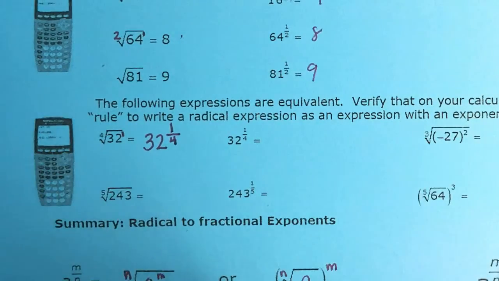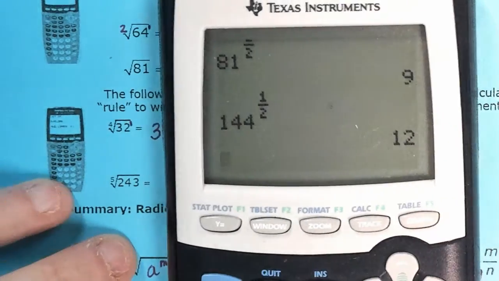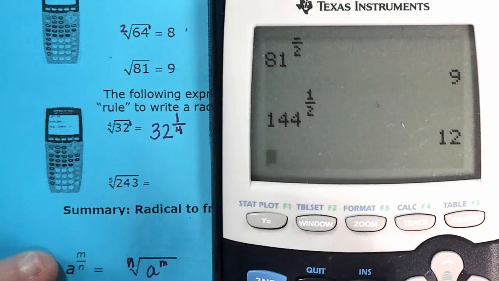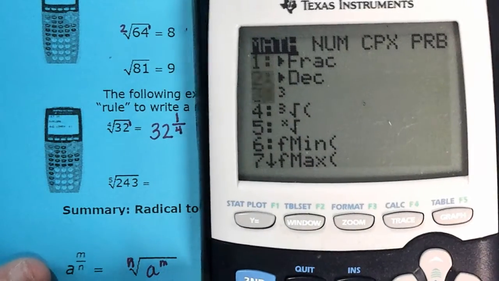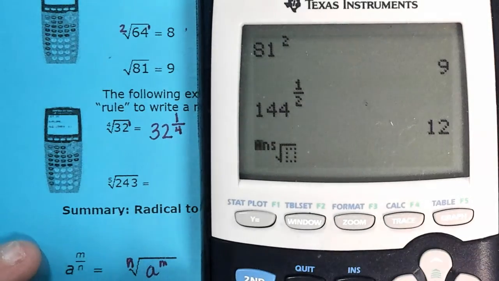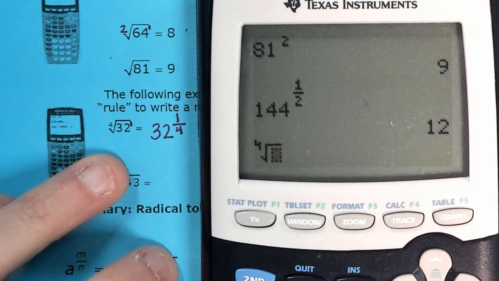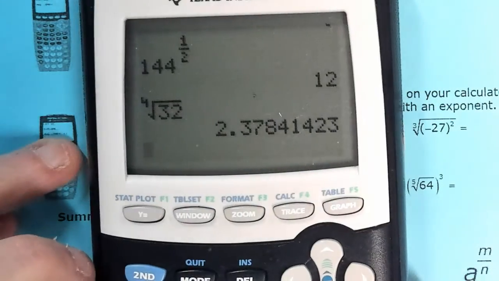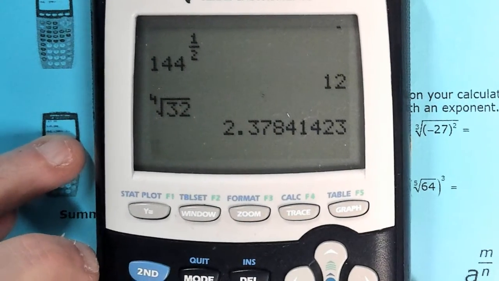Okay, now can I put the 4th root of 32 in my calculator? Let me remind you how. You're going to hit Math, and you're going to go down to 5 for the whatever root. I'm going to change that to the 4th root of 32, and I get 2.378.